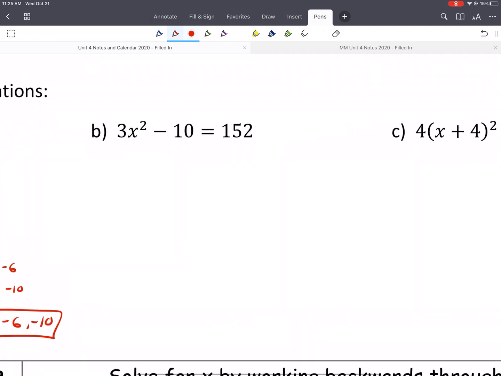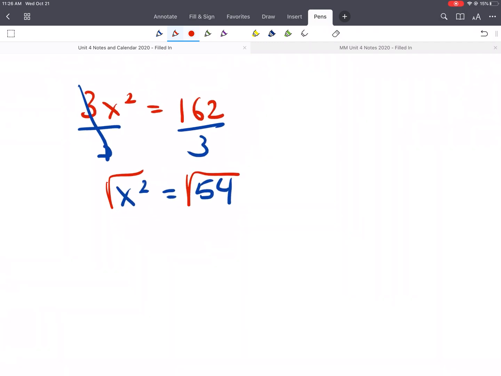Okay. So here we're doing our onions. What's furthest away is going to be this 10. So we'll add 10. That gives us 3x squared is equal to 162. And then next, that 3 is not under that exponent, so we'll need to divide both sides by 3. x squared is equal to, well, what's 162 divided by 3? It's 54. And then we will square root both sides. We'll get x is equal to plus or minus the square root of 54.